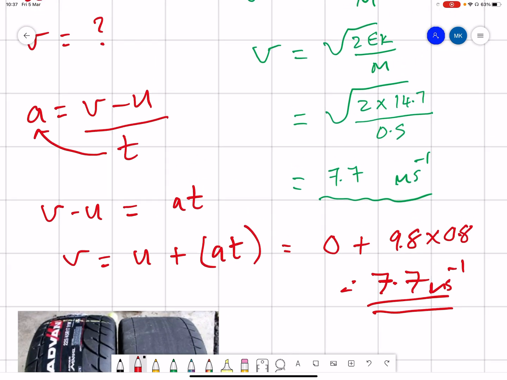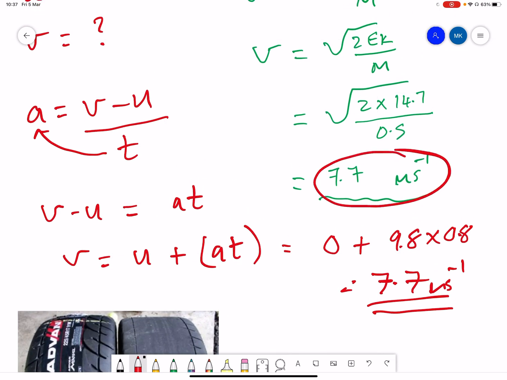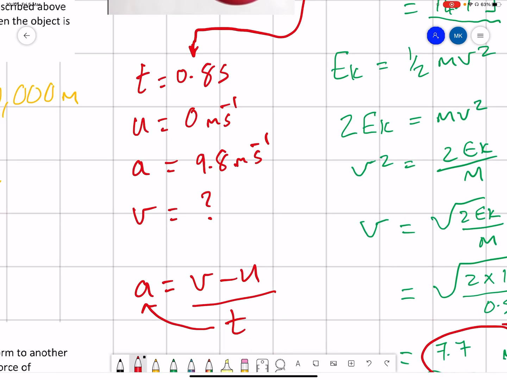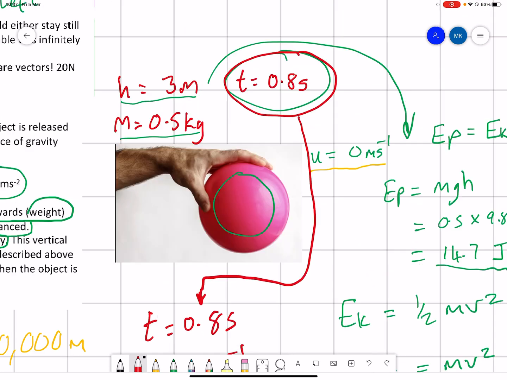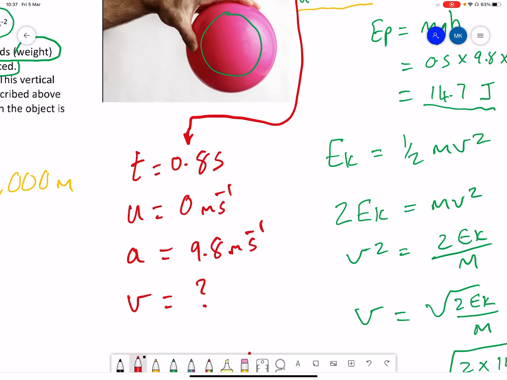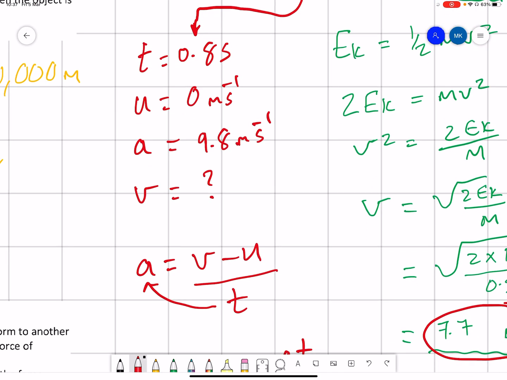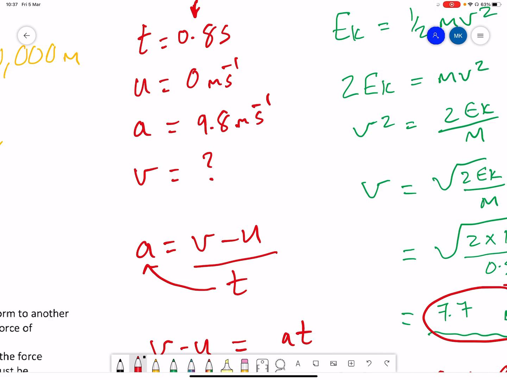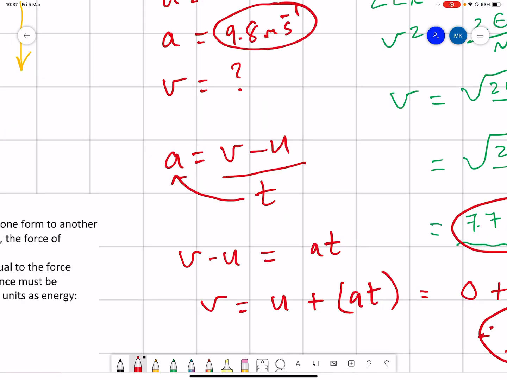Two ways you could have done that. Potential to kinetic, or just using the acceleration equation, depending on what you're given in the question. If you're given a height and a mass, then you would need to go the green route there. If you were given a time, you know gravity, as long as you're on Earth, you can do it on any planet. You would just need to change the acceleration from your data sheet. Okay.